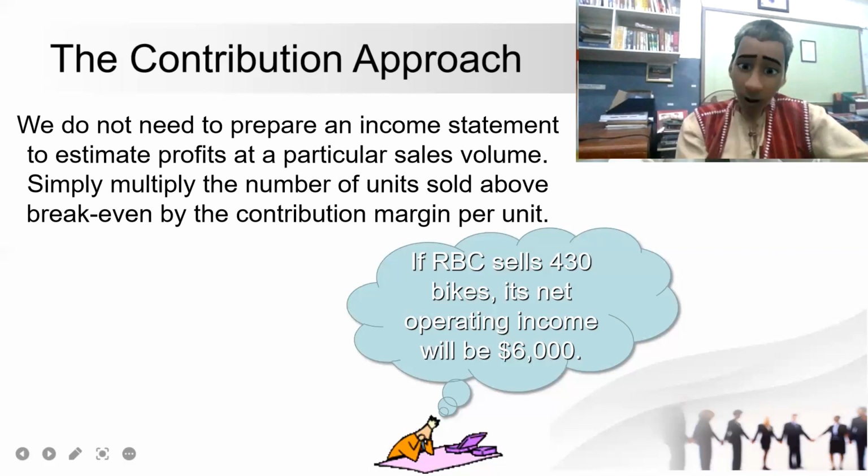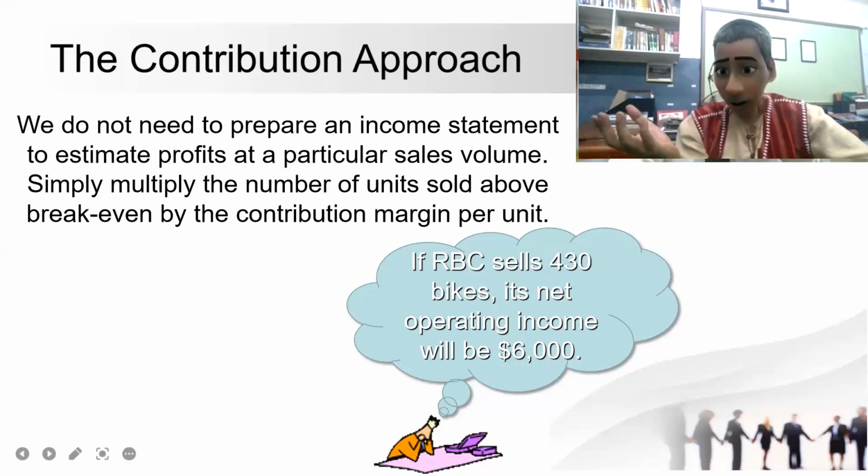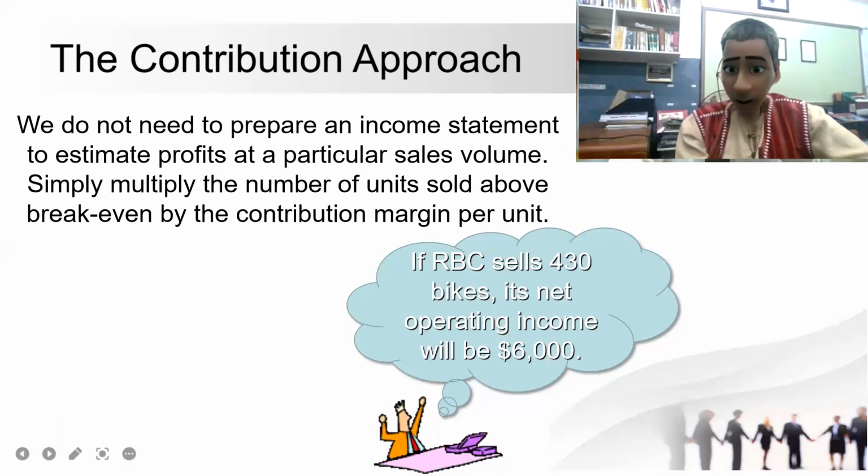So if the racing bicycle company sells 430, and the break-even point is 400, therefore that is 30 bicycles more than the break-even. So 30 times 200, that is our net operating income. What is 30 times 200? That is 6,000. So our net income would be 6,000.